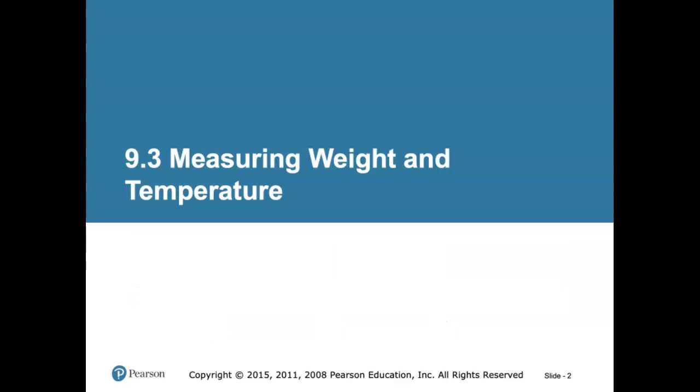All right, 9.3, we're going to talk about measuring weight and temperature. And if you are a senior, let me remind you, this is your last lesson for the year. Hold on tight, it is almost over.